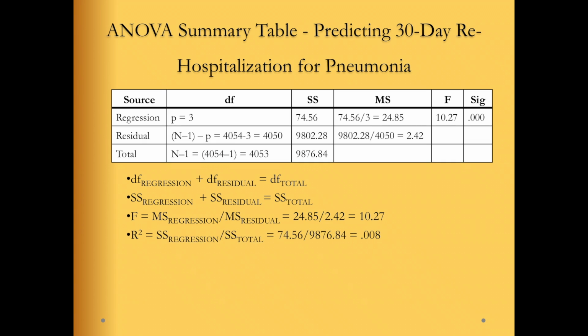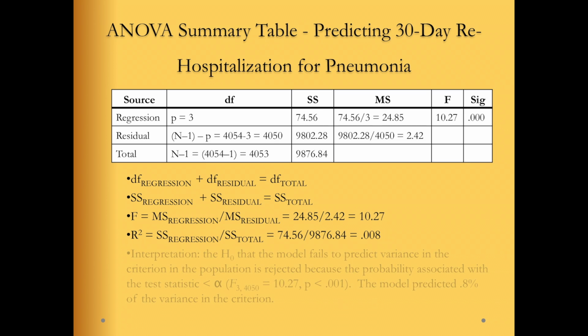A final thing to consider in this table is the computation of the coefficient of multiple determination. As suggested by the visual model we looked at earlier, it is the ratio of the sums of squares treatment or regression divided by the total variance. By dividing sums of squares regression by sums of squares total, we get R squared equal to 0.008, which is the proportion of total variance attributable to or predicted by the model.